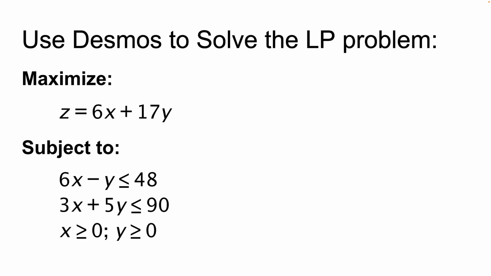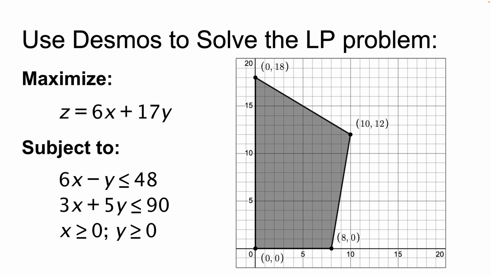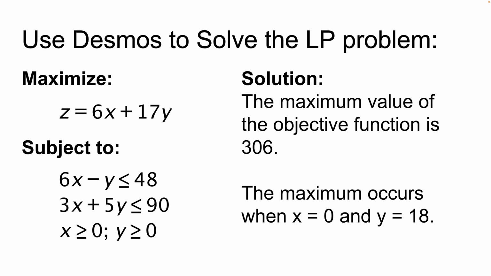Let's summarize what we just did. We used Desmos to solve the linear programming problem where we wanted to maximize z equals 6x plus 17y, subject to the 4 constraints. We used Desmos to locate our feasible region and the corners. Then we evaluated the objective function at each of the 4 corners. Since the region was bounded, the fundamental theorem of linear programming guaranteed us that this objective function would have a maximum value at the corners. Our solution was the maximum value of 306 for the objective function, and the maximum occurred when x was 0 and y was 18.